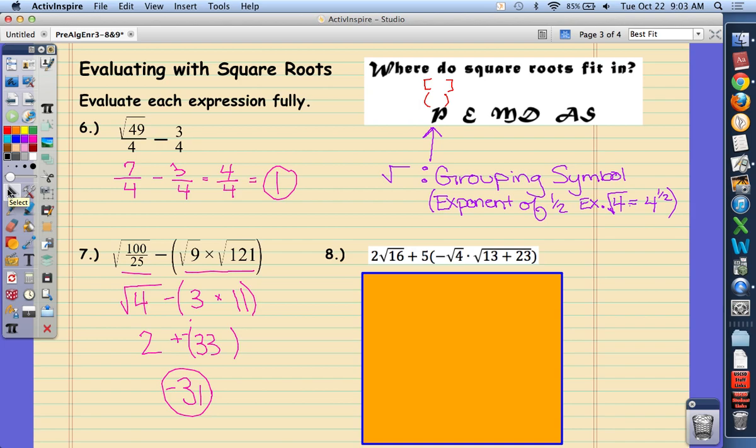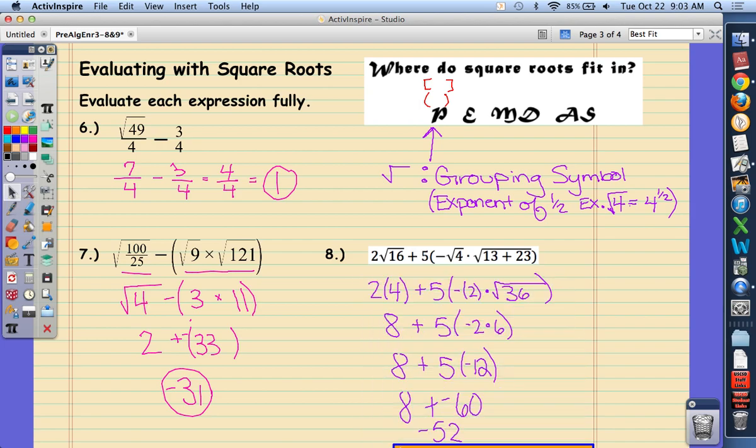So for number 8, hopefully you tried it. This one had a lot going on. So you could have started in some different spots, but you should end with negative 52. So check your work. See if you didn't get that, where did you go wrong or where did you make a mistake?